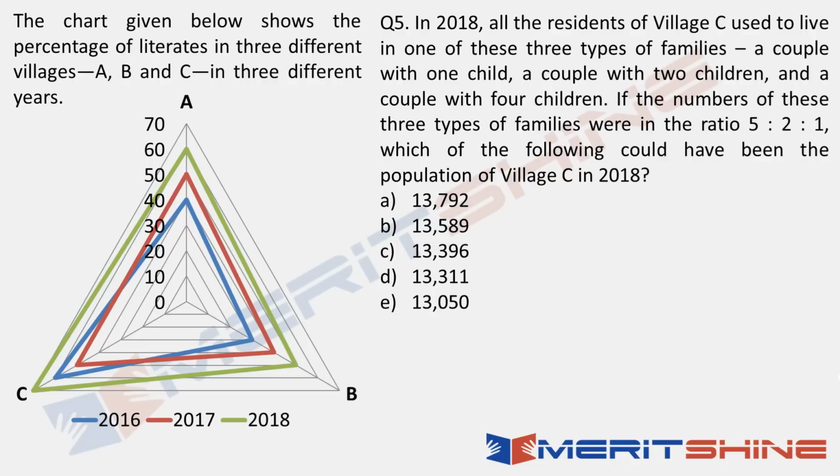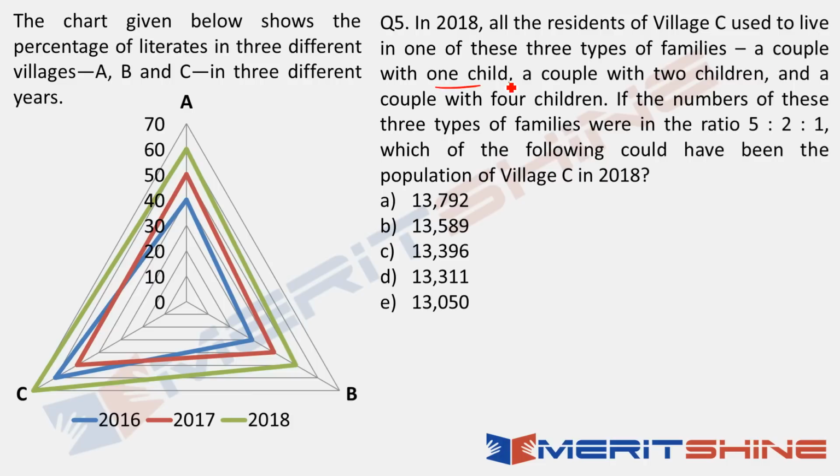Now this is a tricky one. How many of you marked the answer as option D here? Option D. Many of you must have. This is a simple setup, very simple question. There's nothing much here that can trouble you. There are 3 types of families, so it's a simple setup. In village C, people live in just one of these 3 setups, 3 types of families.